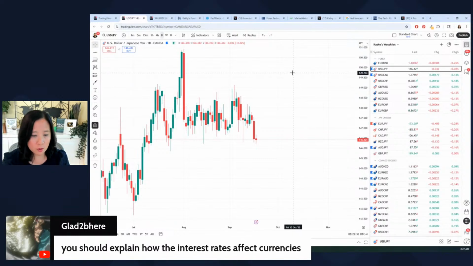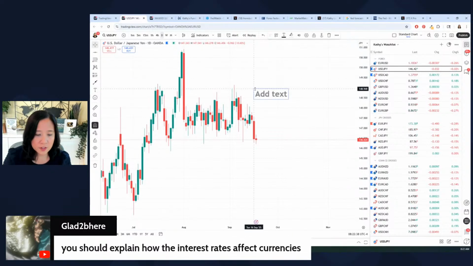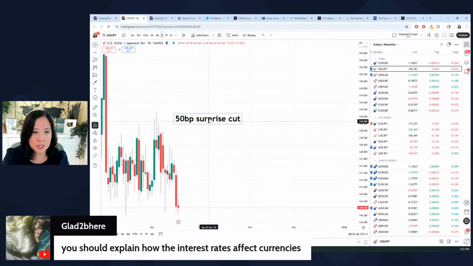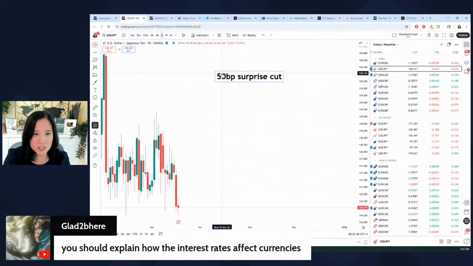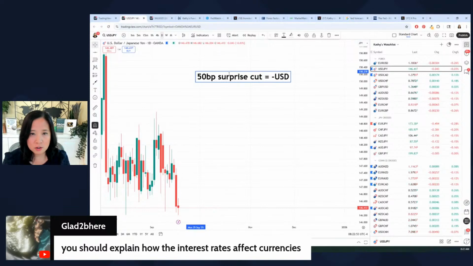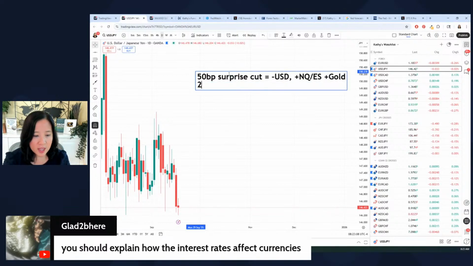All right. So if we get 50 basis points, surprise cut, that would be completely out of the ordinary. Complete surprise. No one expected this move. Then, knee jerk, you can sell dollars, probably will have continuation into when Powell says. Sell dollars, buy NQ, ES, buy gold. Very easy, smooth trade.